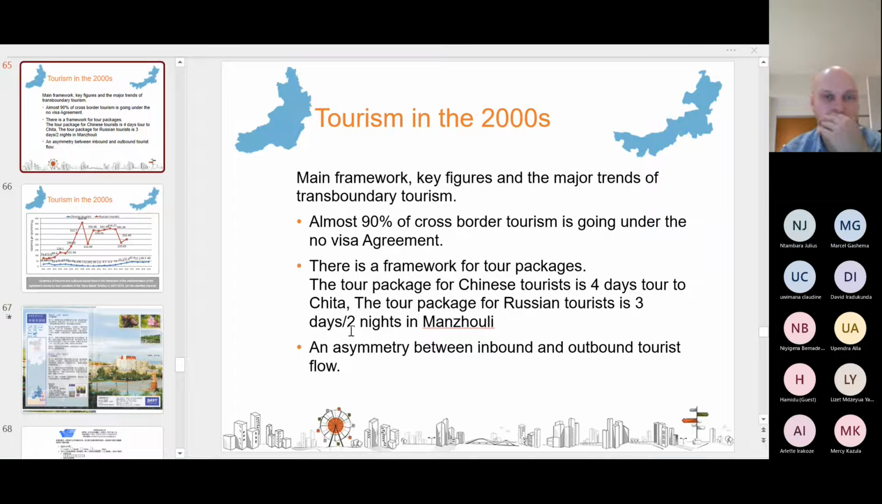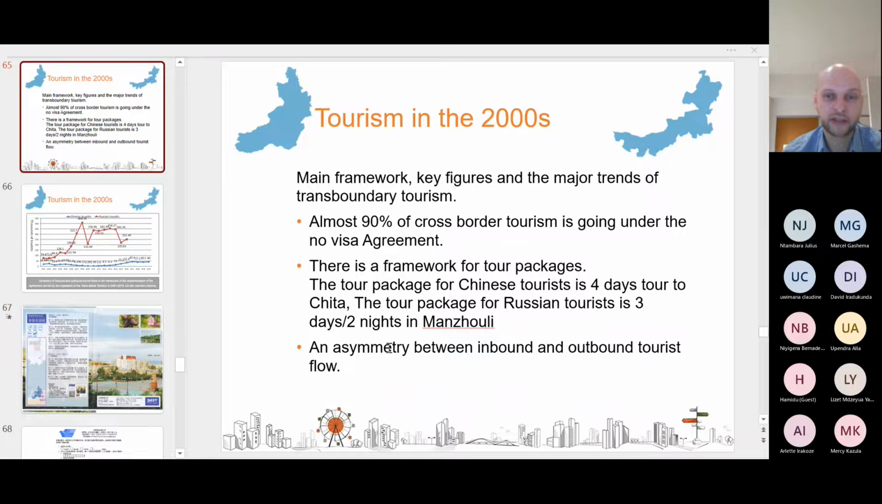Almost 90% of cross-border tourism is going under the agreement I mentioned earlier, the visa-free agreement. Then there is a framework for tour packages. The tour package for Chinese tourists is a 4 days tour to Chita. The tour package for Russian tourists is 3 days and 2 nights in Manjoli. And it covers almost 99% of all tours. Also, there are individual tours, but they can fit in the frames stated before.